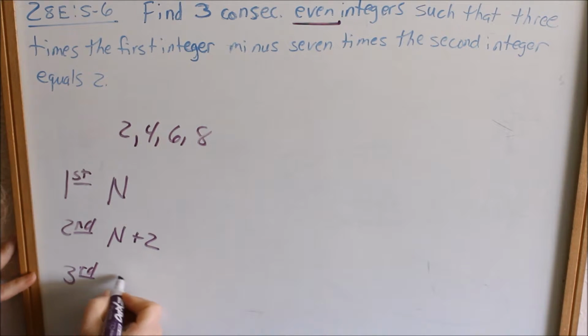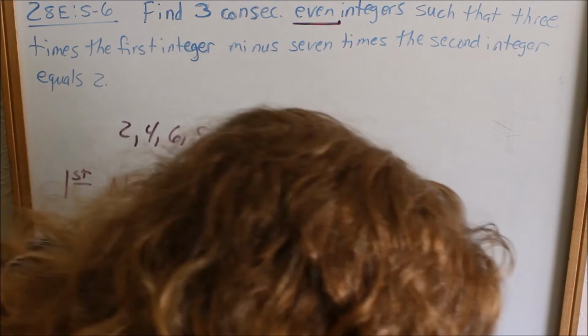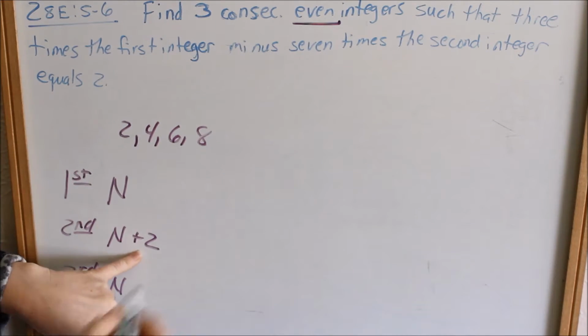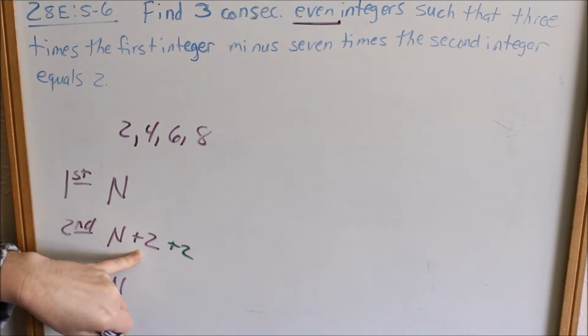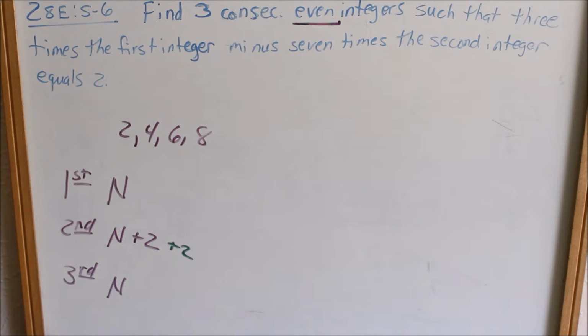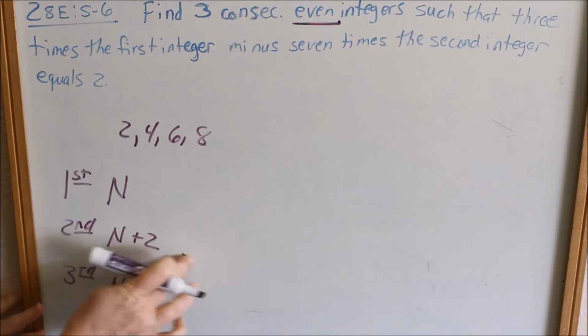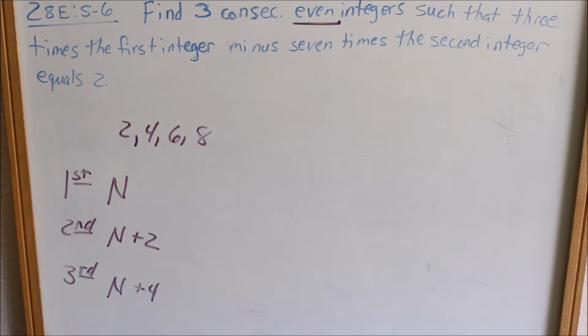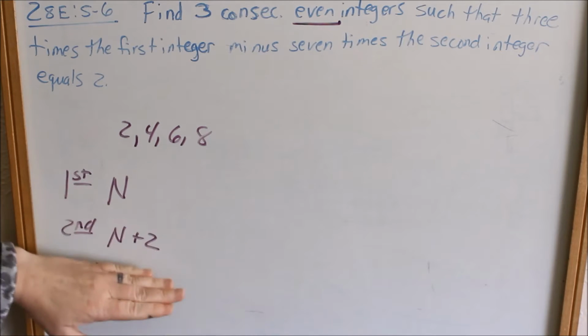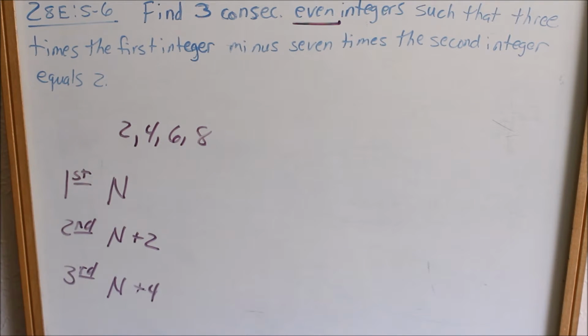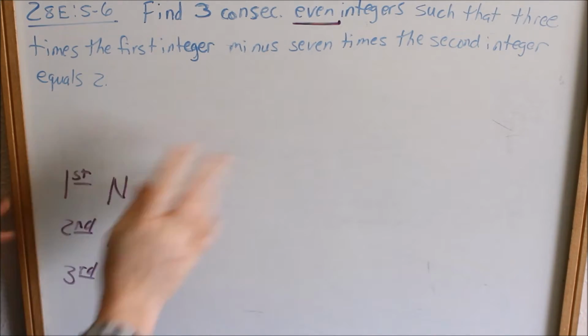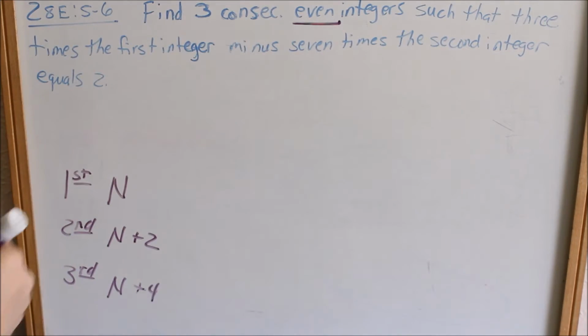So then for my third integer, I'm going to add 2 every time. If I took n plus 2 and added 2, now I have n plus 4. So my third integer would be n plus 4. If I want to keep going, my fourth integer would be n plus 6. You're adding 2 to this number every time. So now that I know these are the values that are going to represent my first, second, and third integer, I can take my words and turn it into equations.